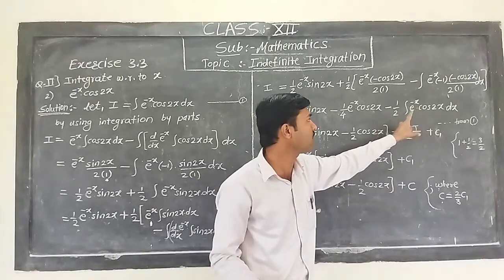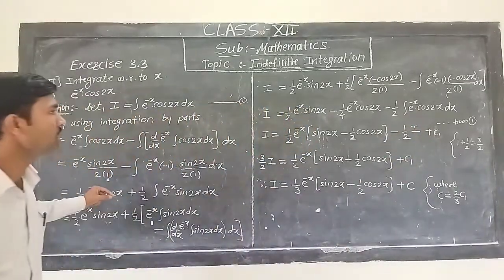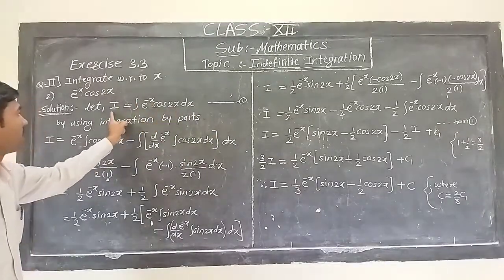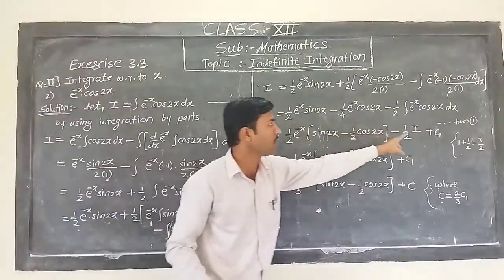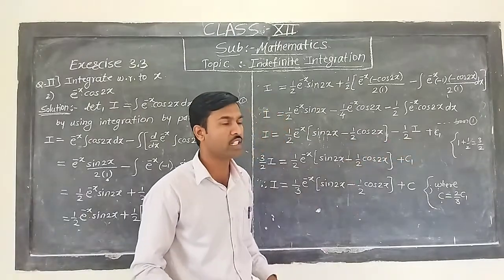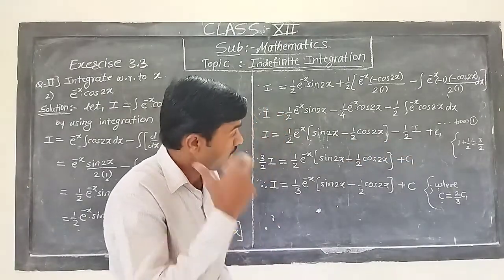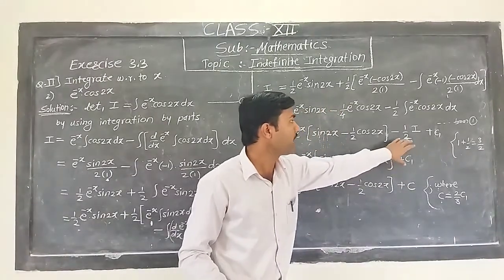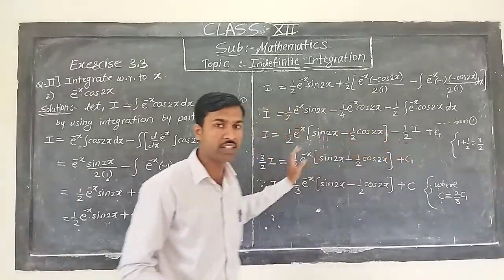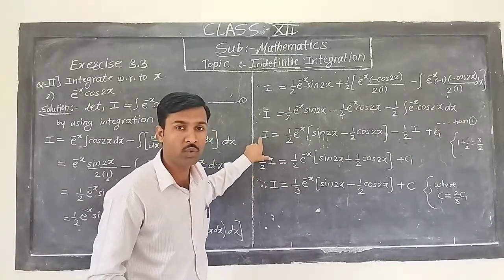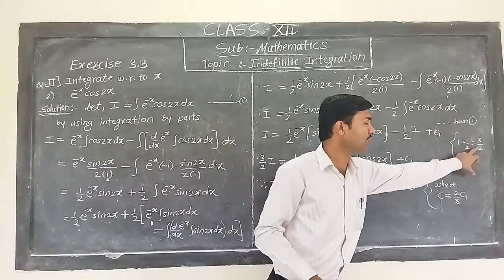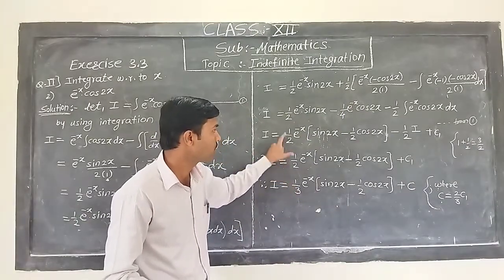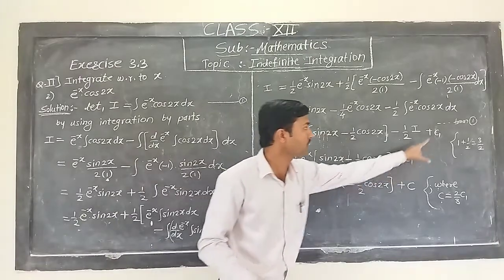Friends, if you observe this term, this is our equation number 1, the integration of e raised to minus x into cos 2x dx. It is I, so I replace this term by the letter I, and as our integrations are completed, I have taken the integration constant c1 here. Now if I take this minus 1 by 2 I to the left hand side, it will be I plus 1 by 2 I, and 1 plus 1 by 2 is 3 by 2, so it will be 3 by 2 I. It is equal to this term, which remains as it is, plus this c1.